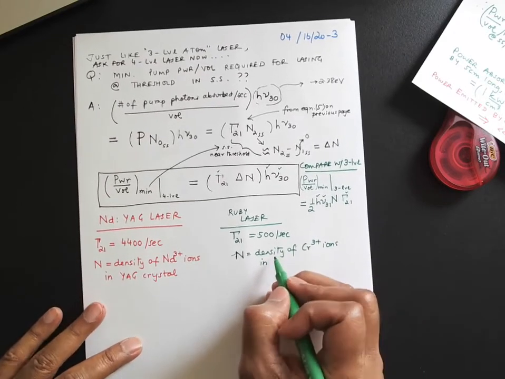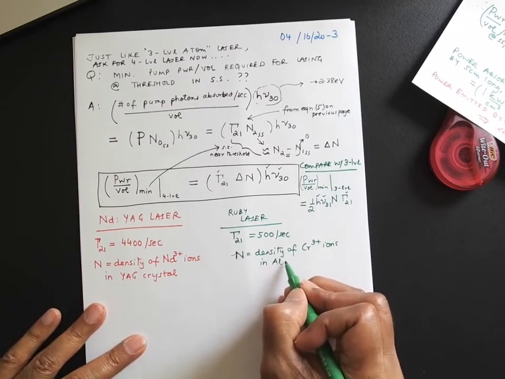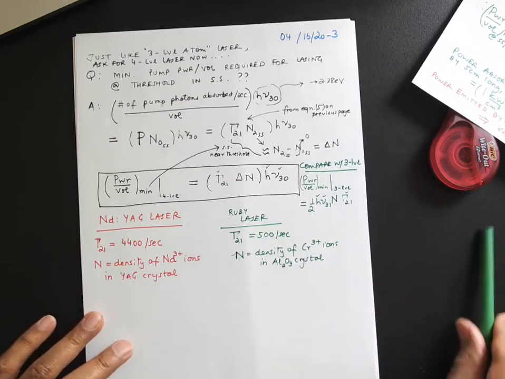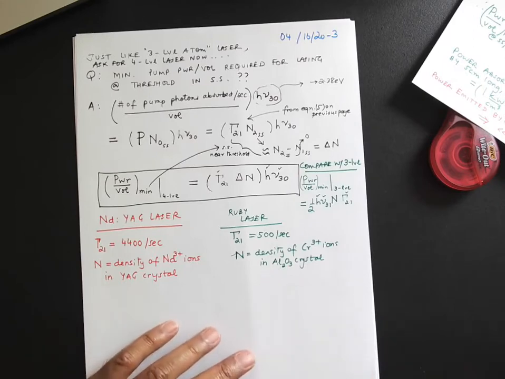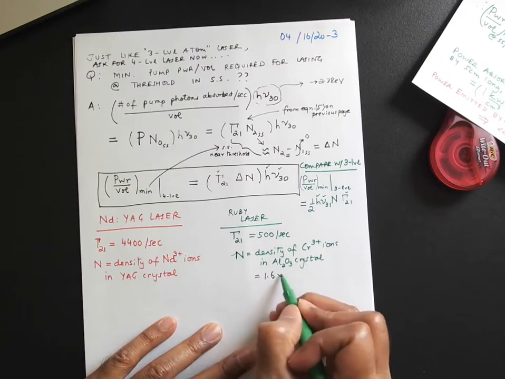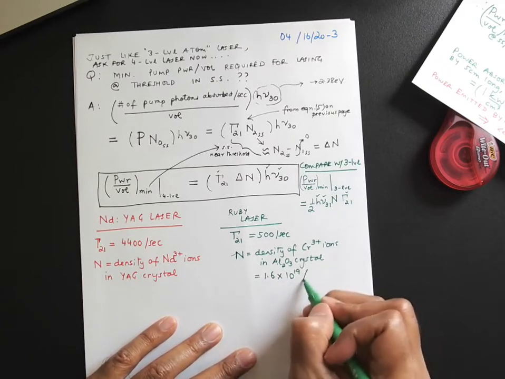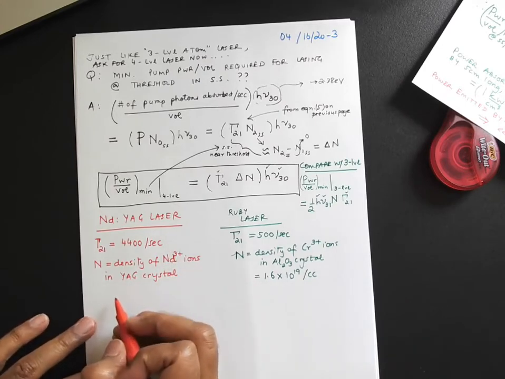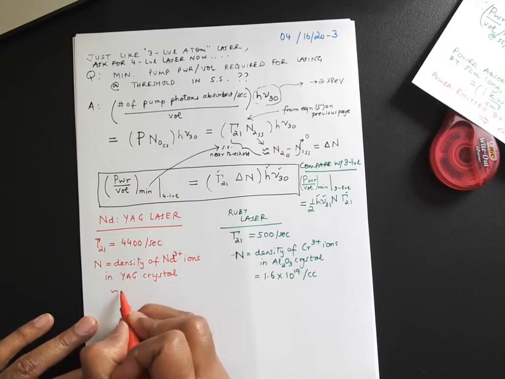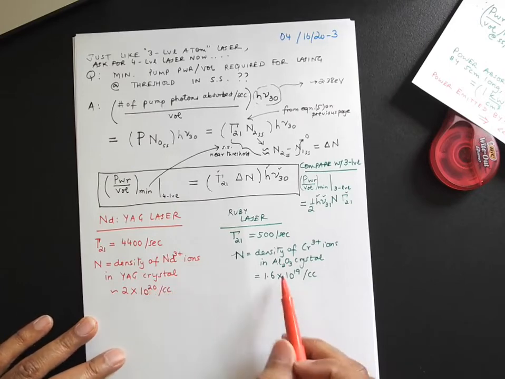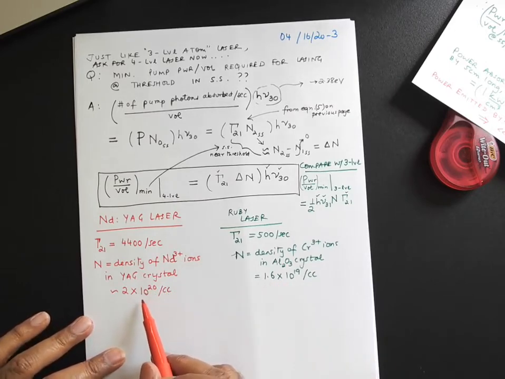What was it, aluminum garnet or something, aluminum oxide crystal. Okay, and how are the numbers? Well, for the other guy, for the 3 level, it was 1.6 times 10 to the 19 per cc. How about the neodymium ions in the YAG? Well, this is pretty comparable. It's 2 times 10 to the 20. So that's not too far. I mean, okay, so it's a little bit more. All right, about a factor 10 more.